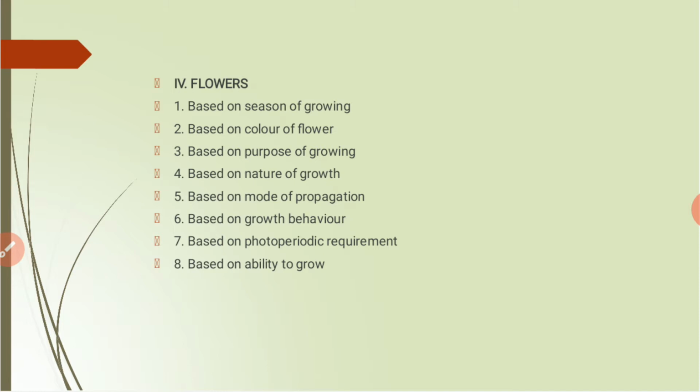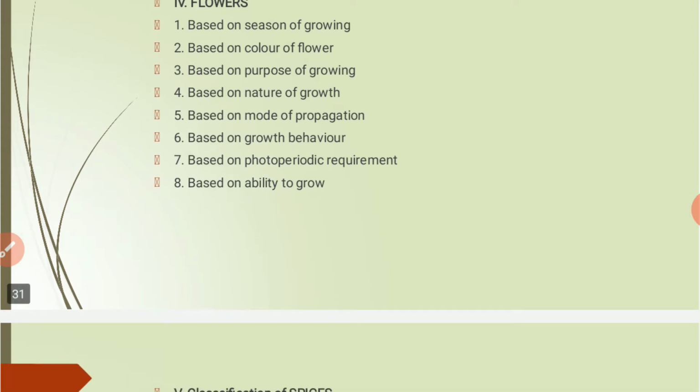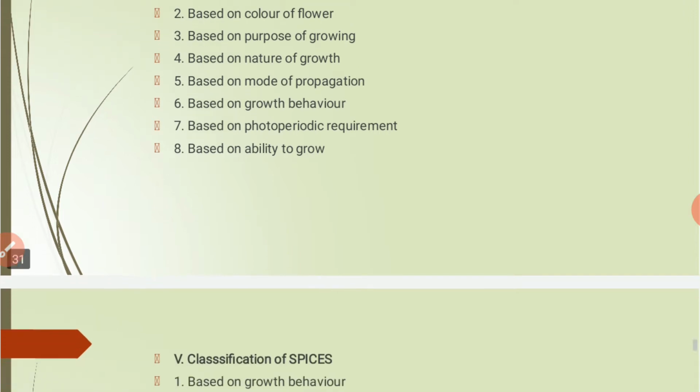First one is the classification which is based on season of growing. Then the classification based on color of flower. Third one is based on the purpose of growing, the nature of growth, mode of propagation, on the growth behavior, on the basis of photoperiodic requirement, and the last one is classification on the basis of ability to grow.